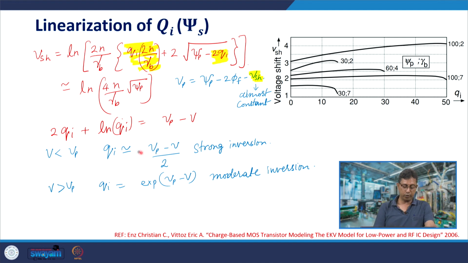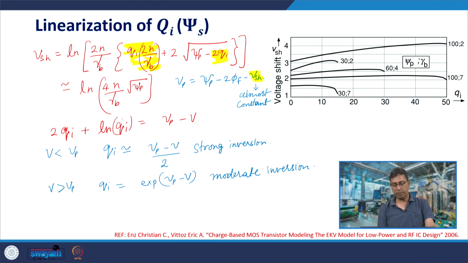Why is it so? When would this approximation hold, that Qi is approximately equal to Vp minus V by 2? When you can neglect natural logarithm of Qi. When could you neglect it? When Qi assumes a large value, large positive value. Positive anyway it is, in magnitude, and normalized inversion charge is always positive. So, this is a large value. In that case, natural logarithm of Qi would be much smaller compared to Qi. If it is say 10 to the power 12 per centimeter cube.